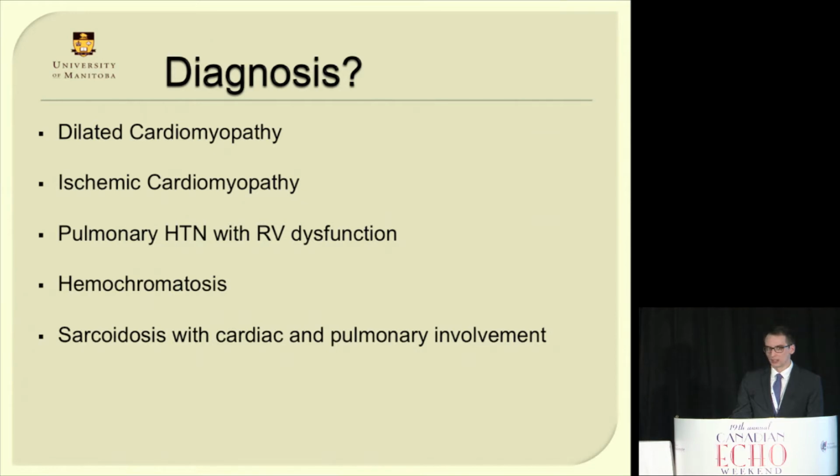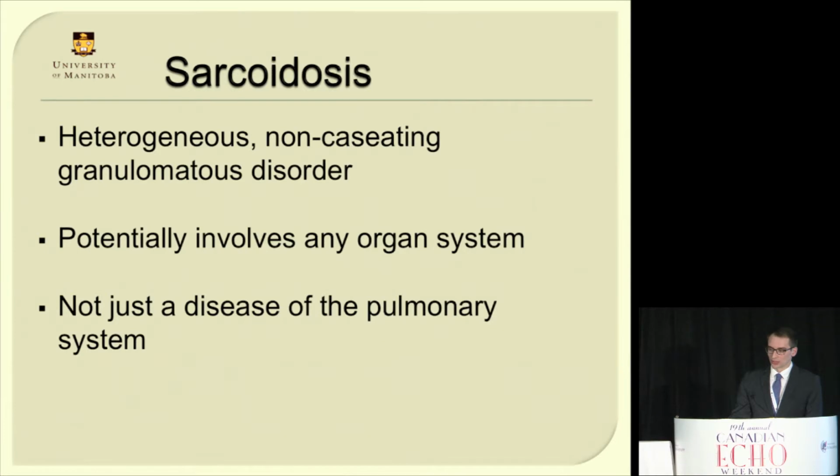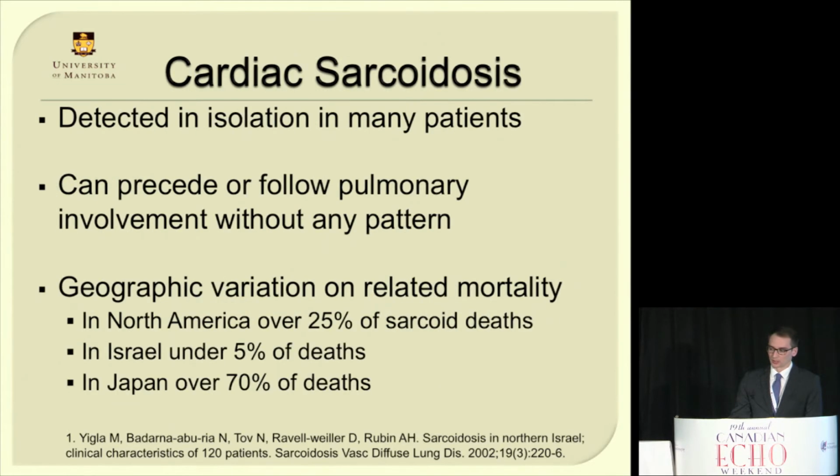Is this ischemic? Is this possibly pulmonary hypertension with RV dysfunction? Is this hemochromatosis, or is it possibly sarcoid? It turns out that this was indeed a case of sarcoidosis. As we already know, it's a heterogeneous non-caseating granulomatous disorder. Sometimes classically thought of as pulmonic in nature, we know that it can involve any organ system. Cardiac sarcoid is actually detected in isolation in many patients, and it can precede or follow pulmonic involvement.